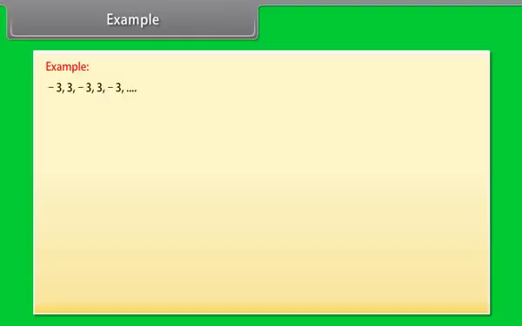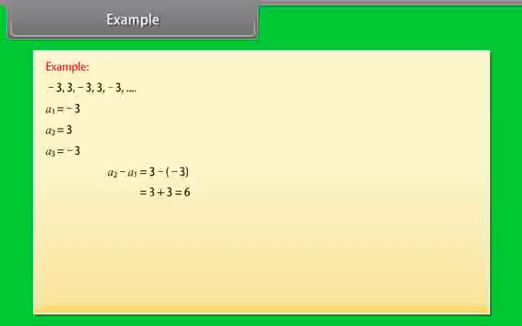Observe this sequence. We will find out whether these numbers form an AP or not. Here a1 is minus 3, a2 is 3, a3 is minus 3, and so on. Now let's find a2 minus a1, which is equal to 3 minus minus 3, which is equal to 3 plus 3, which is 6. Also, a3 minus a2 is equal to minus 3 minus 3, which is minus 6. As a2 minus a1 is not equal to a3 minus a2, it is not an AP.